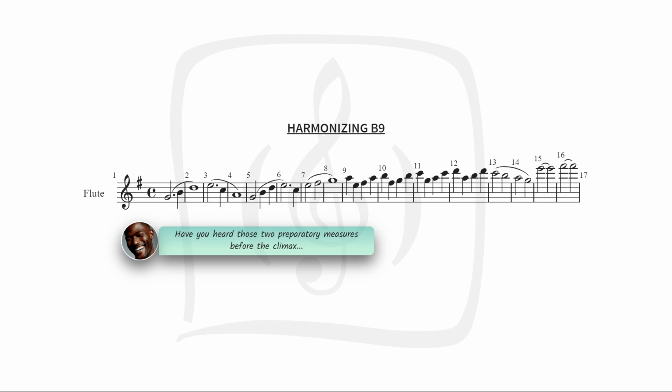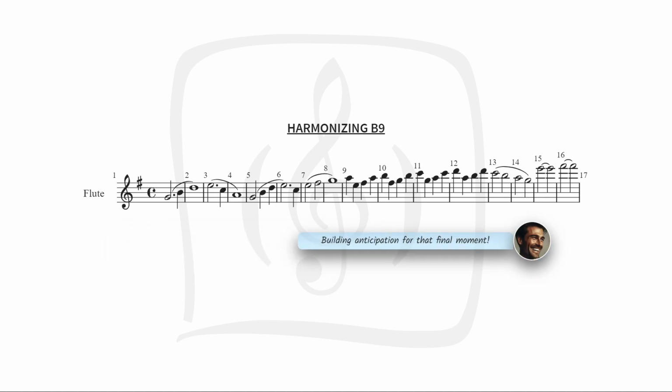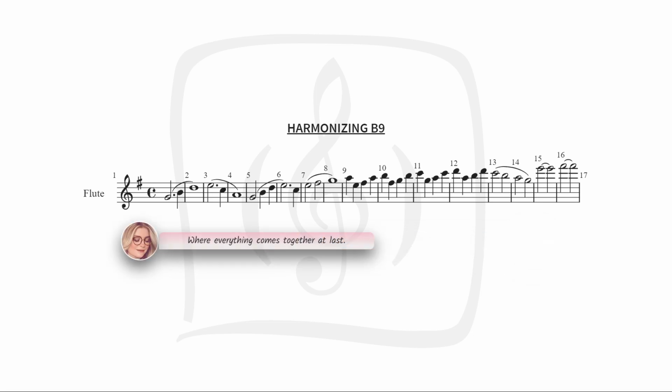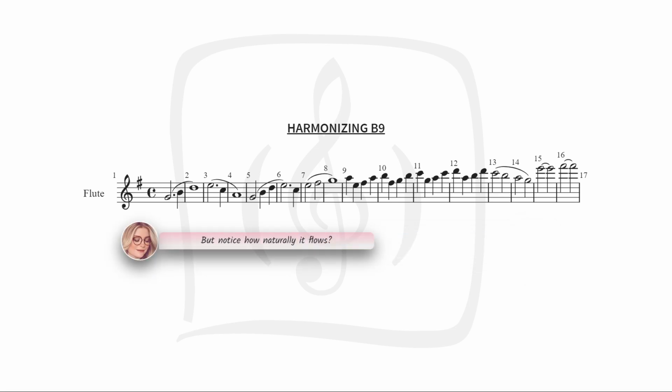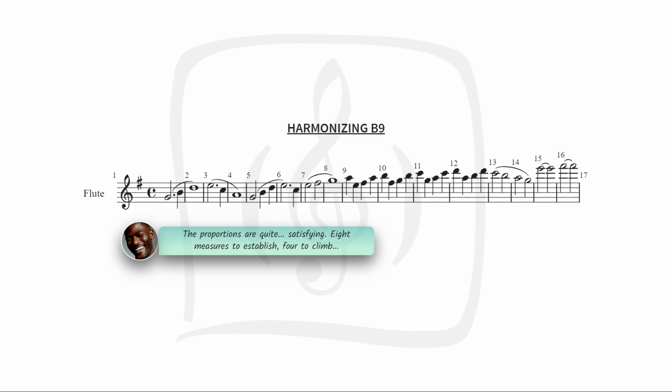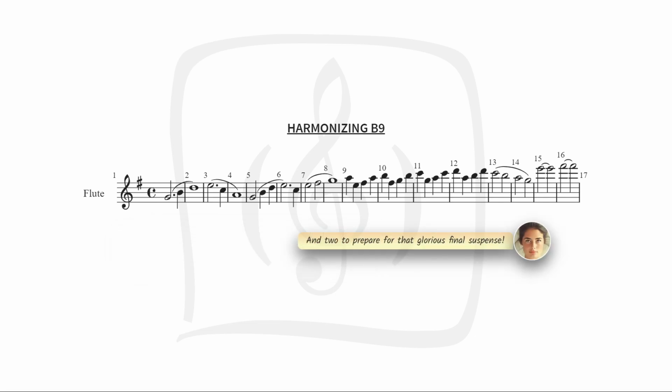Have you heard those 2 preparatory measures before the climax? So carefully crafted. Building anticipation for that final moment. Where everything comes together at last. 16 measures, our longest theme yet. But notice how naturally it flows. The proportions are quite satisfying. 8 measures to establish, 4 to climb. And 2 to prepare for that glorious final suspense.